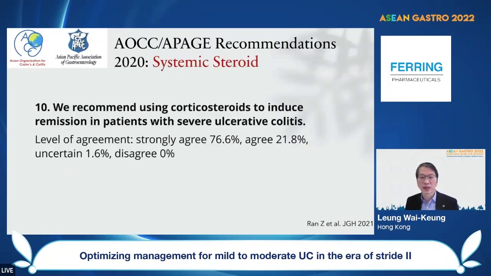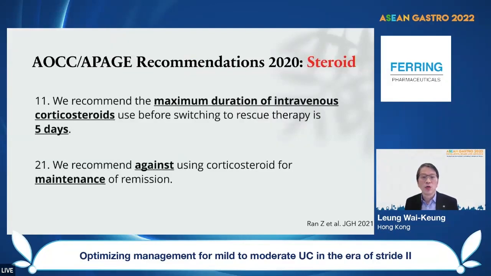What's the role of systemic steroid? When will you use systemic steroid? In the AOCC recommendations, systemic steroid is only for induction of remission in patients with severe ulcerative colitis, not for patients with mild disease or even moderate disease, particularly for inpatients or outpatients with severe ulcerative colitis. That recommendation also recommends against the use of steroid for maintenance of remission. So you should consider other alternatives rather than putting the patients on maintenance steroid.